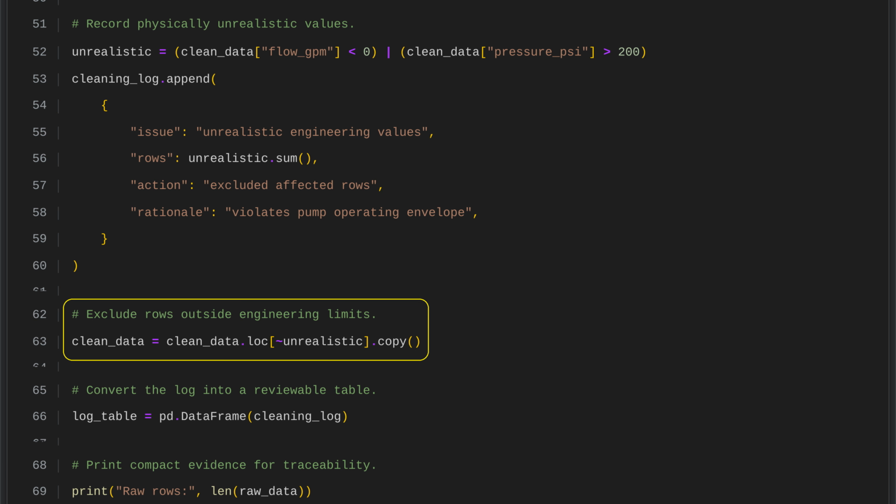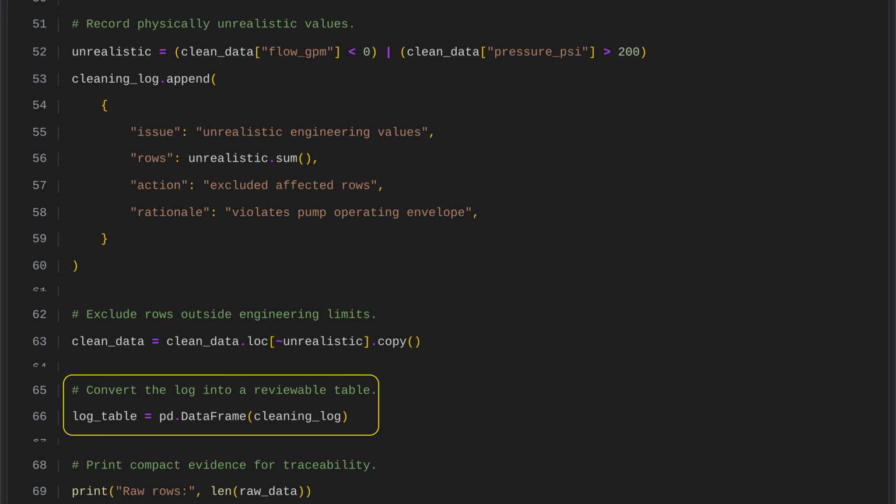This filtering step removes unrealistic data by excluding rows with values outside engineering limits, such as negative flow rates or excessively high pressure. By reversing the invalid condition, it keeps only rows with acceptable values. The result is a cleaned data frame that matches expected operating ranges. The code turns the cleaning log from a list of records into a Pandas table, making it easier to inspect, analyze, and export. This structured format helps keep the cleaning process clear, organized, and traceable.